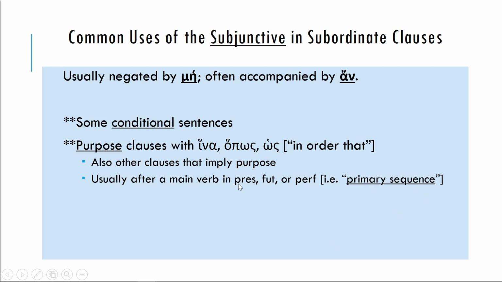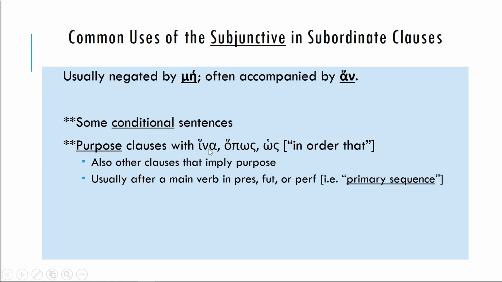So if the main verb is present, future, or perfect, the subordinate clauses that don't take the indicative tend to be in the subjunctive. If the main clause is a past tense, imperfect or aorist, then the verb of the subordinate clause will be optative. So it's not like you have to worry about translating them differently. You just expect them in subordinate clauses.